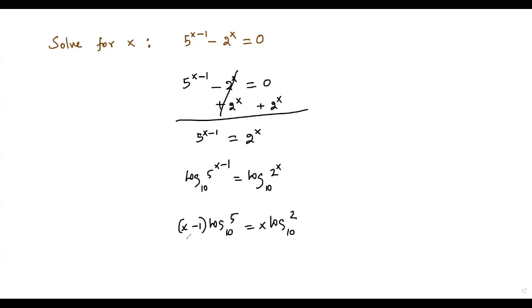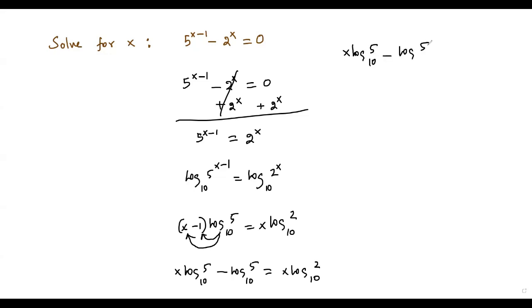Now what we can do is distribute this log base 10 of 5 to this x and to this negative 1. When I do so, I'll be getting x times log base 10 of 5, and log base 10 of 5 times negative 1 will be negative log base 10 of 5, equals x times log base 10 of 2. Let me write the same equation over here: x times log 5 minus log 5 equals x times log 2, all to the base 10.